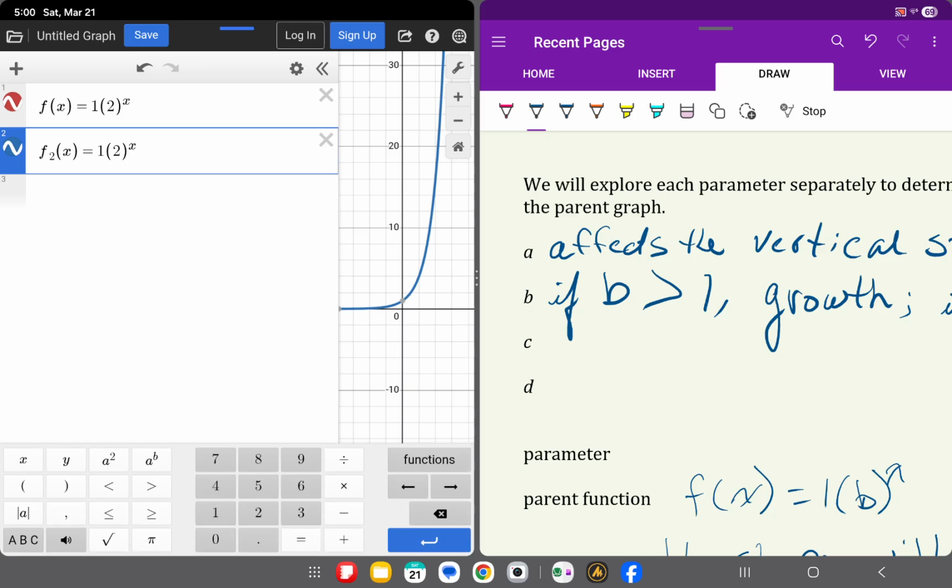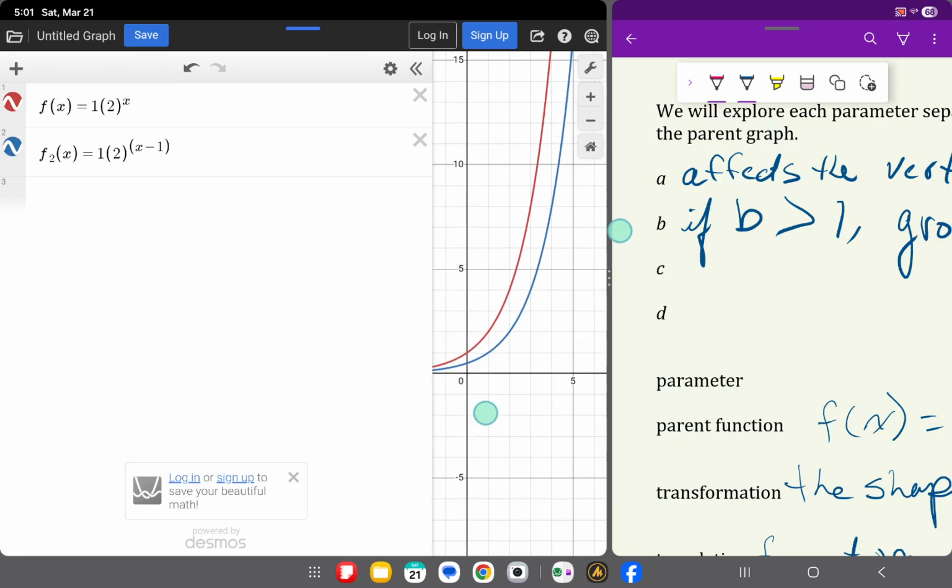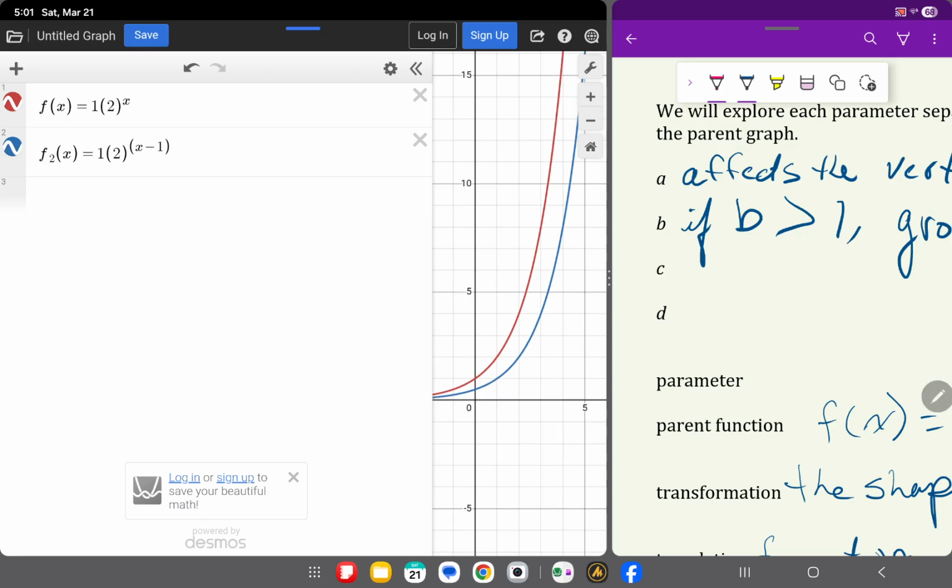Now, parameter C, I'm going to put it in parentheses here. If I do just subtraction, it's going to put me down on the baseline. So I need to come back over here, put this in parentheses, and I'm going to move this out here. And I'm going to do, let's say, subtract 1. And I'm going to close parentheses, and I'm going to delete this. Okay, so I have my two functions here. And as you can see, it's been shifted over.